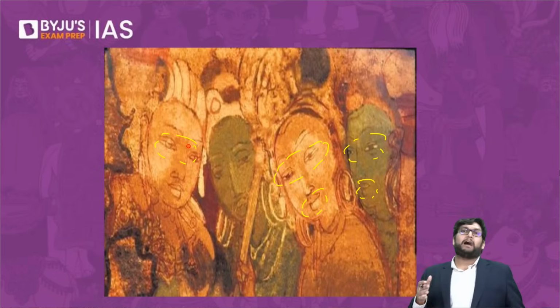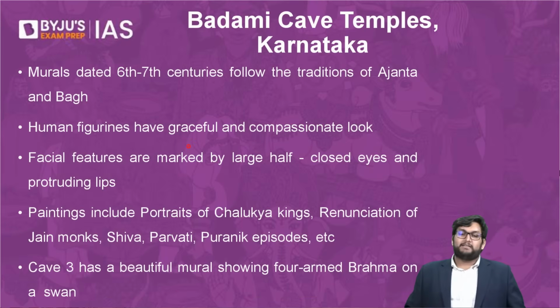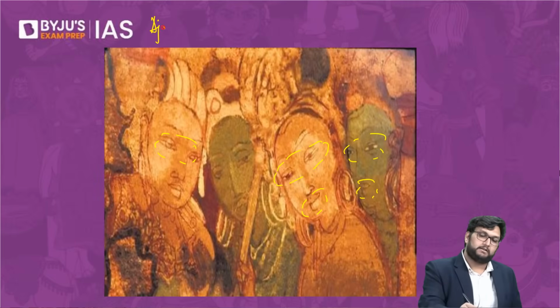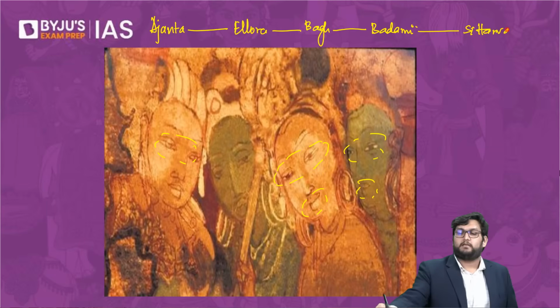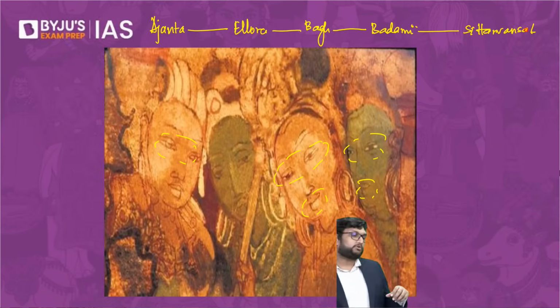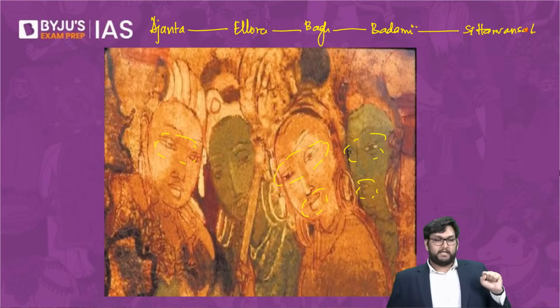So what I want to argue, what you need to understand before we go to the Pala and the Pothi tradition, is that there is a connection from Ajanta to Ellora to Bagh to Badami and even Sittanavasal. What we see is a certain sequence of changes, but also certain aesthetic choices taken by the artist, telling us that they are all connected in a way.